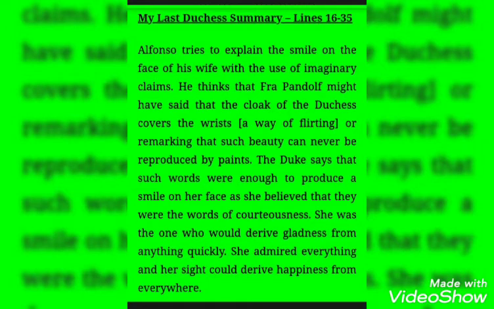Alfonso tried to explain the smile on the face of his wife with the use of imaginary claims. He thinks that Fra Pandolf might have said that the cloak of the Duchess covers the wrist, a way of flirting, or remarking that such beauty can never be reproduced by painters. The Duke says that such words were enough to produce a smile on her face, as she believed that they were the words of courteousness. She was the one who could derive gladness from anything quickly. She admired everything, and her sight could derive happiness from everywhere.